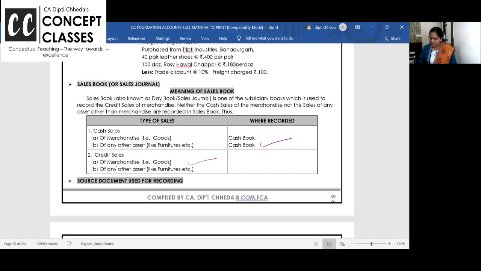And furniture and all will be recorded in the, it's missing here. Add this: the sales book, add it. And if you sell any other asset, furniture and all, where will you write? Journal book, journal proper. You will write it in the journal proper.